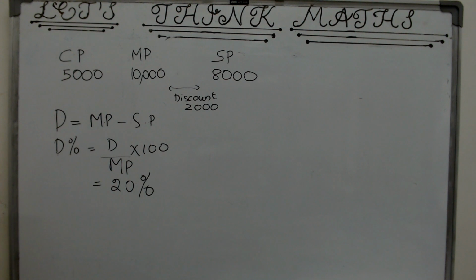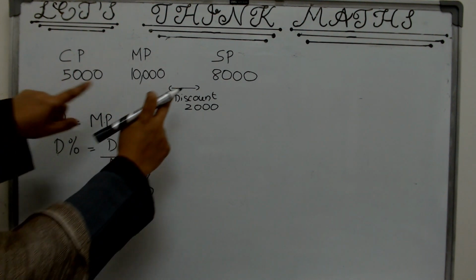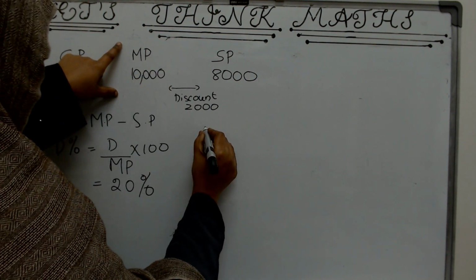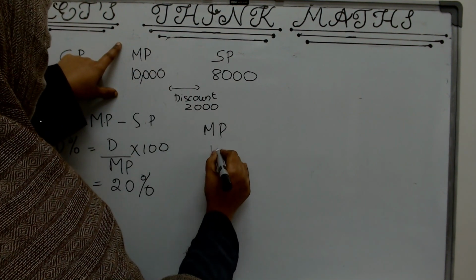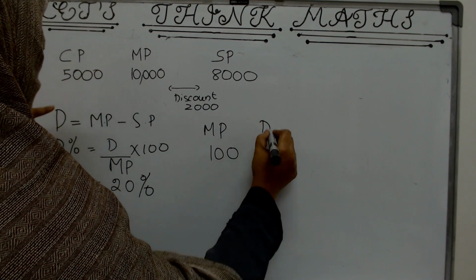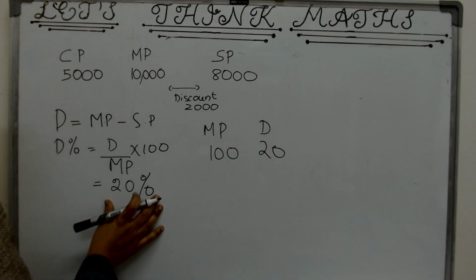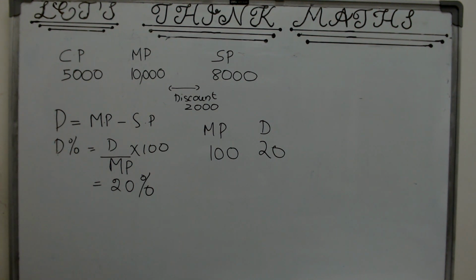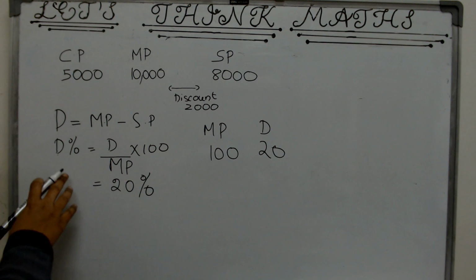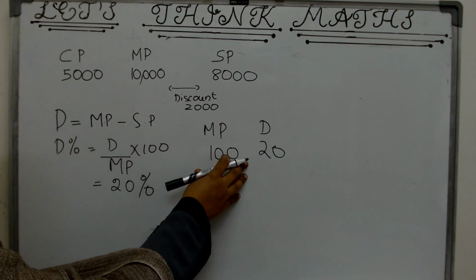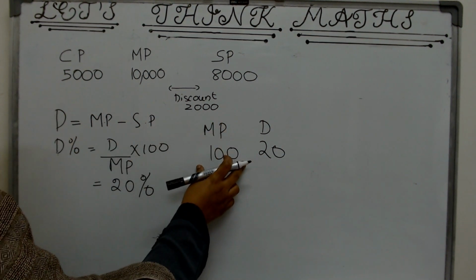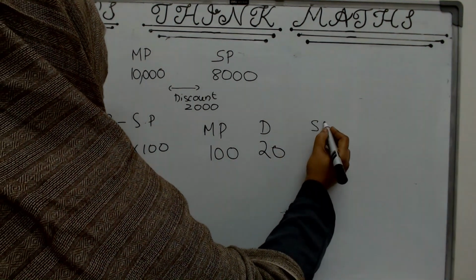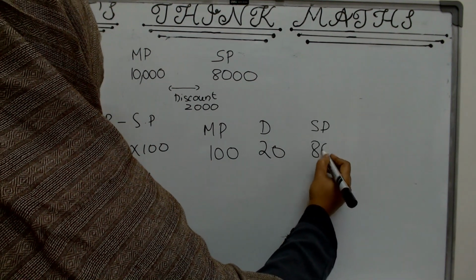But what is its definition? Always remember, discount is always connected to the marked price. So if the marked price is 100, discount is 20. That is what this means. It is all in the name. Discount per cent. Cent is 100. So that means discount per 100 rupees. Or in other words, if the marked price is 100, there is a discount of 20. That means your sale price is only 80.